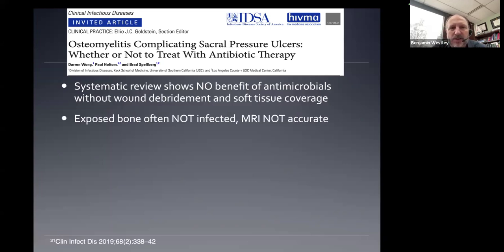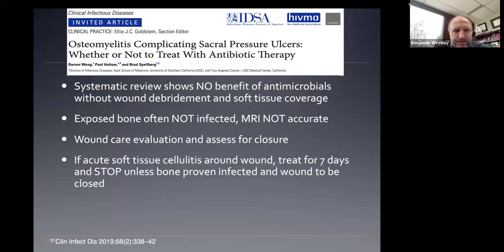So exposed bone on a sacral decubitus wound is often not infected when it is sent properly for pathology and cultures. And MRIs virtually always show abnormal bone in these ulcers and are not accurate for diagnosing osteomyelitis in a sacral decubitus, and probably really just shouldn't be done. So the thing to do is a wound care evaluation and assess for closure of the wound.